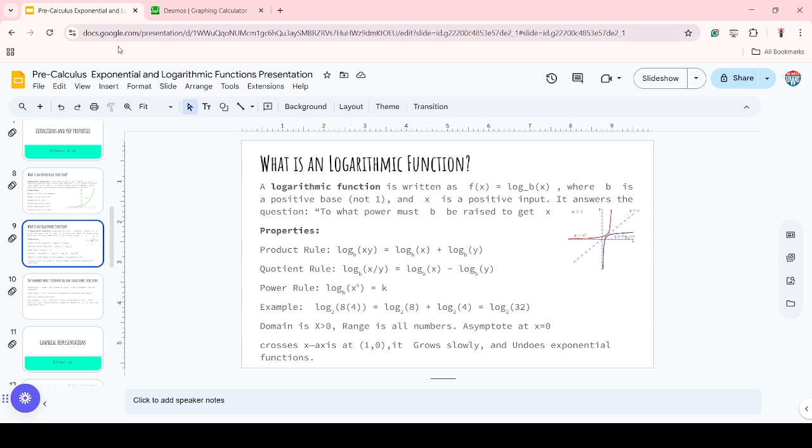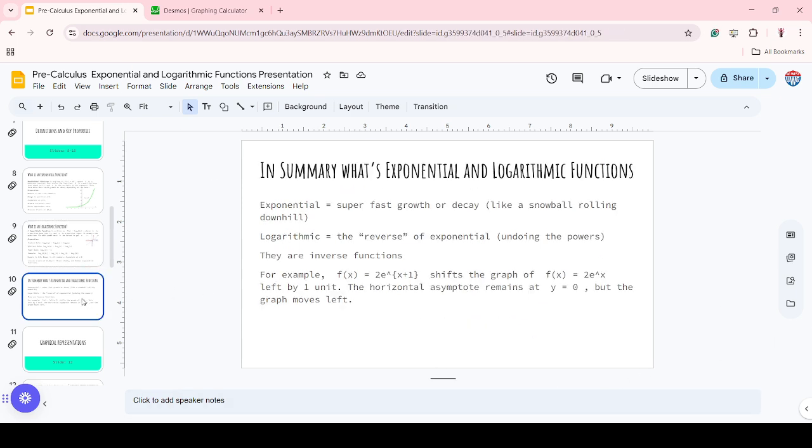Okay, here we go. So we know that just from even the graphs that we have just finished, the exponentials have super fast growth or decay. It really just depends on what the equation is. We know that the logarithmic is, of course, the reverse of the exponential. It undoes what the exponential function does.